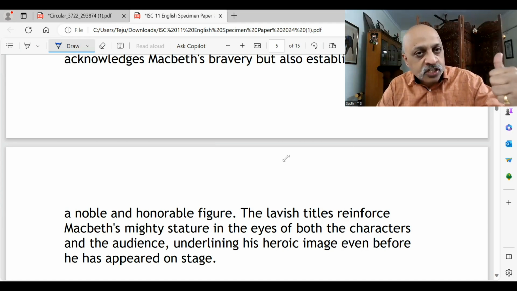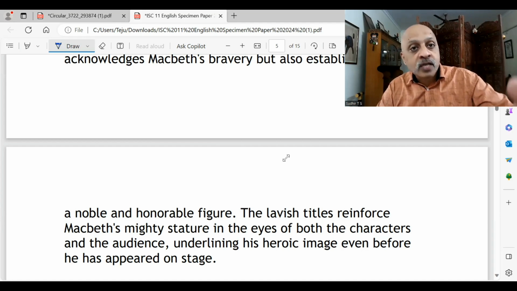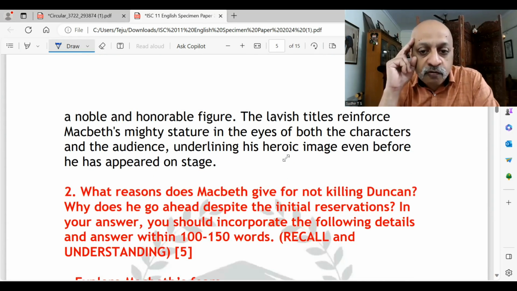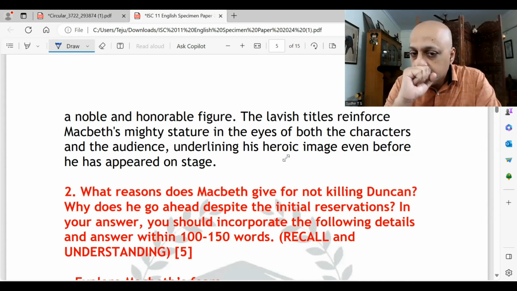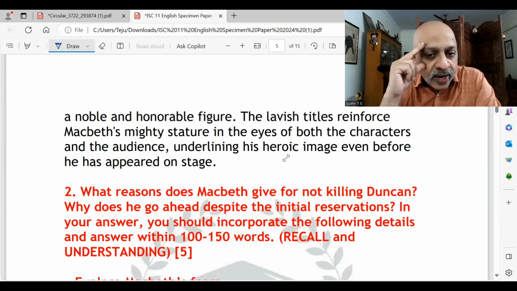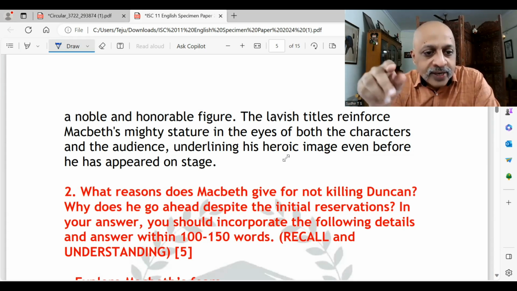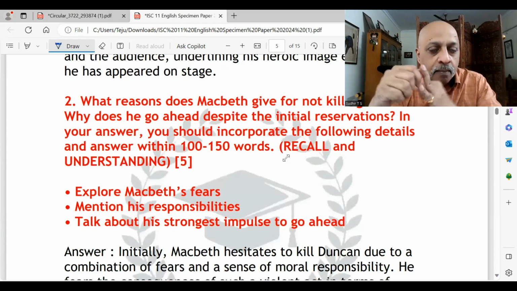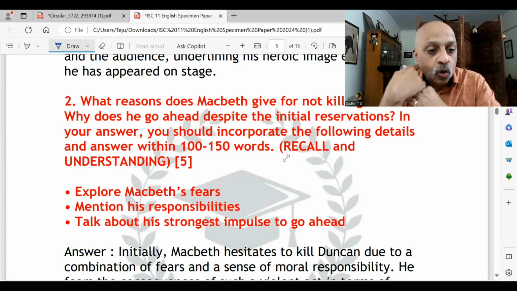पहले सीन में हमने विचिस से सुना, दूसरे में हम डंकन से और बाकी लोगों से सुन रहे हैं, रॉस से और सार्जेंट से। सेकंड क्वेश्चन, what reasons does Macbeth give for not killing Duncan? Why does he go ahead despite the initial reservations? In your answer, you should incorporate the following details and answer within 100 to 150 words. Explore Macbeth's fears, mention his responsibilities, talk about his strongest impulse to go ahead.